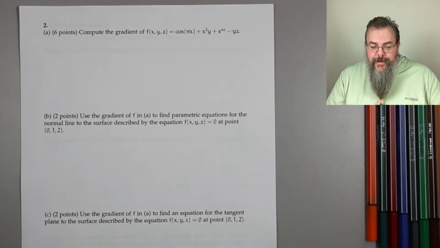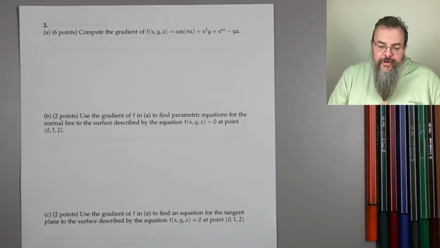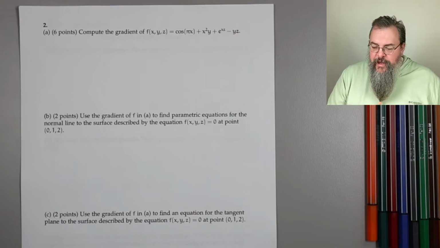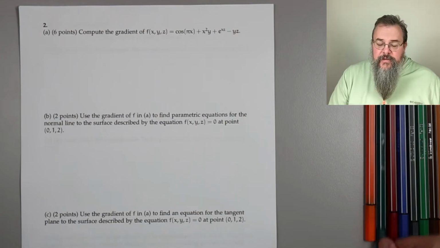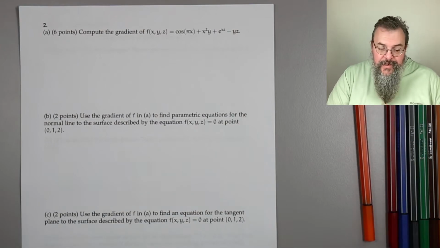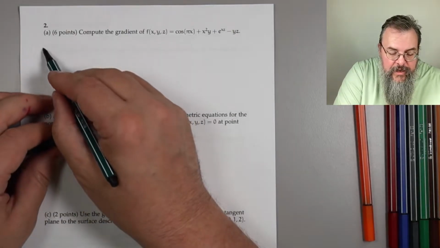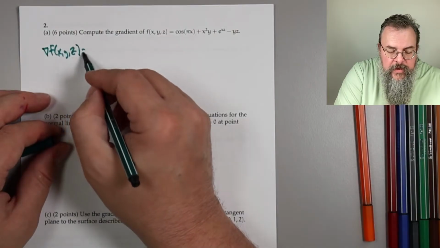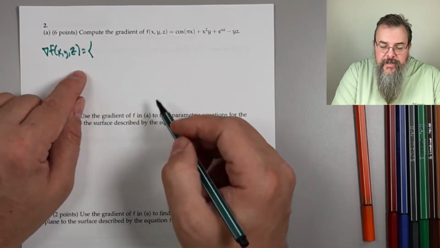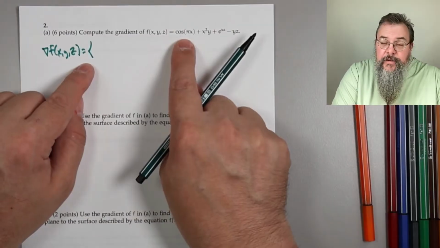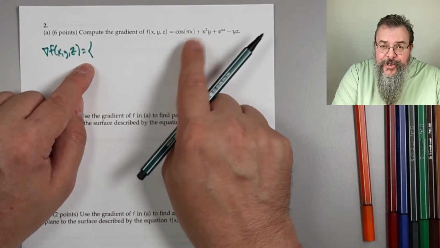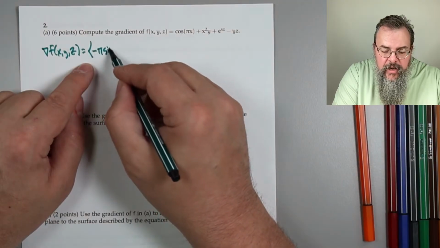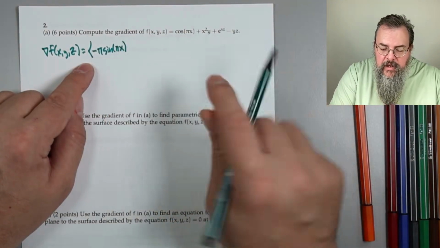Compute the gradient of f of x, y, z equals cosine pi x plus x squared y plus e to the xz minus yz. So remember, gradient is just another way of saying, let's find all these partial derivatives. Okay, so the gradient, that's our notation, gradient f of x, y, z is slot 1. Take the derivative with respect to x. Derivative of cosine, negative sign. Make sure you have that pi accounted for. So minus pi sine pi x.